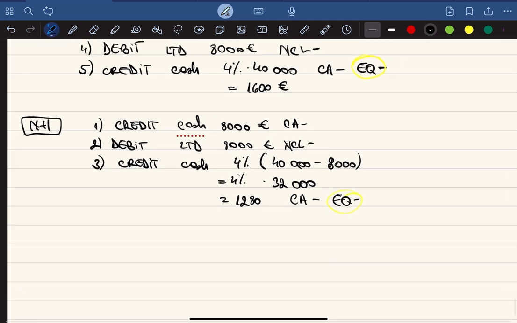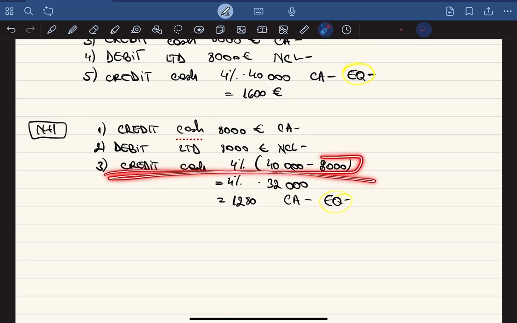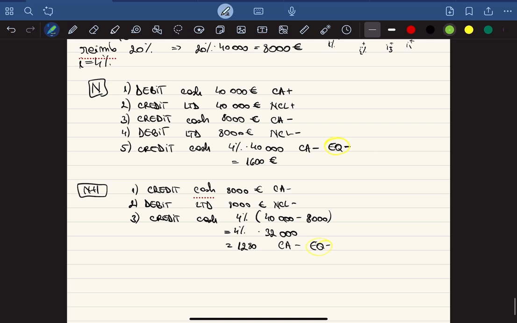So if you would have been asked in year N+2, the credit on cash part would be 4% out of 32,000 minus 8,000, the reimbursement paid in the previous year. So just remember that for the interest part, you only take the interest out of what's left from the loan. So now for the questions.